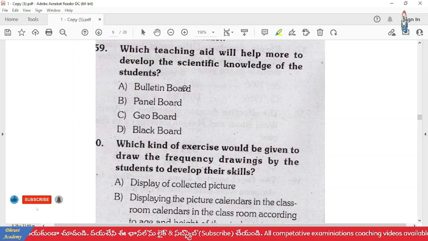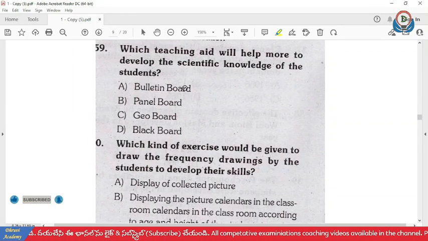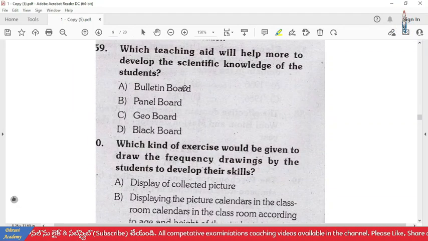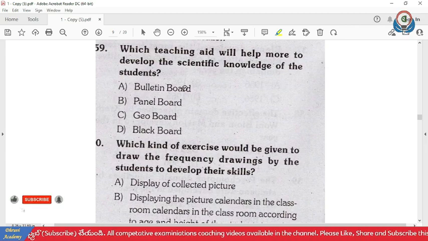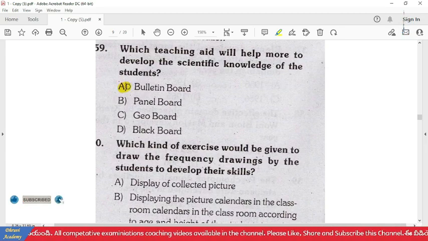Which teaching aid will help more to develop the scientific knowledge of the student? A. Bulletin board, B. Panel board, C. Geo board, D. Blackboard. Which is the right answer? Its answer is bulletin board.